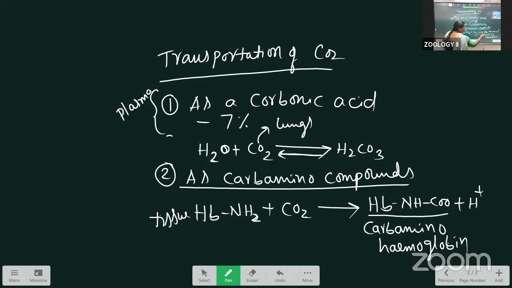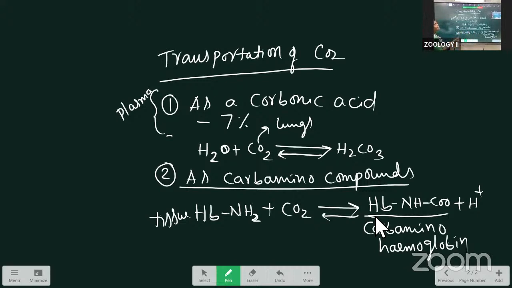In the alveolar place, through transportation, they go to the lungs. In the lungs, they enter like this. They enter from the tissues to the lungs. In the lungs, it is a reversible reaction. They are dissociated into CO2, and again they are formed as hemoglobin compounds.